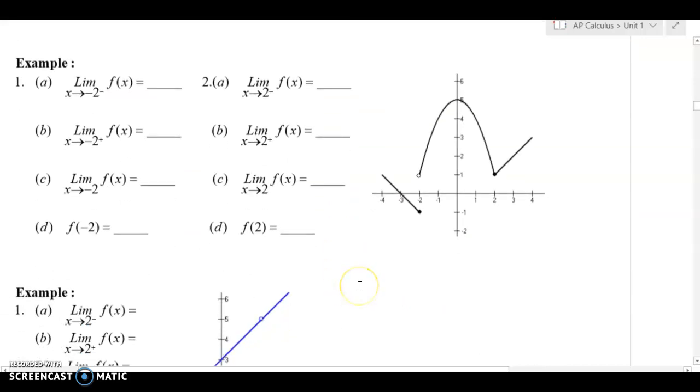Okay, so let's go through a few pictures. Actually, I think this is a good time for you guys to stop and talk about this. And if you're just watching my video, then just pause the video and try these problems. Just going to get this filled in pretty quickly. We're going to go to -2 from the left. So that value is going to be -1. From the right, that value is going to be 1. Notice that the answers are different, so we have does not exist. But we do have a function value at -2, and that is -1.